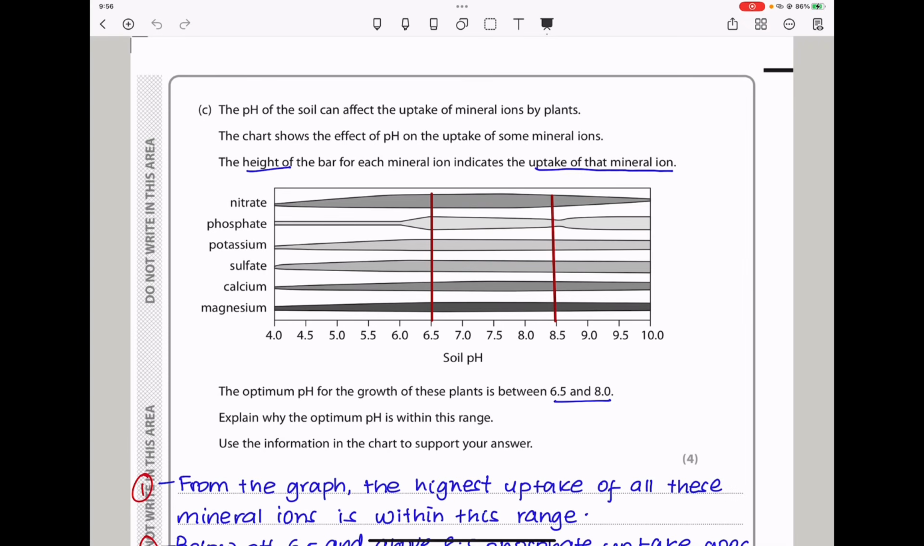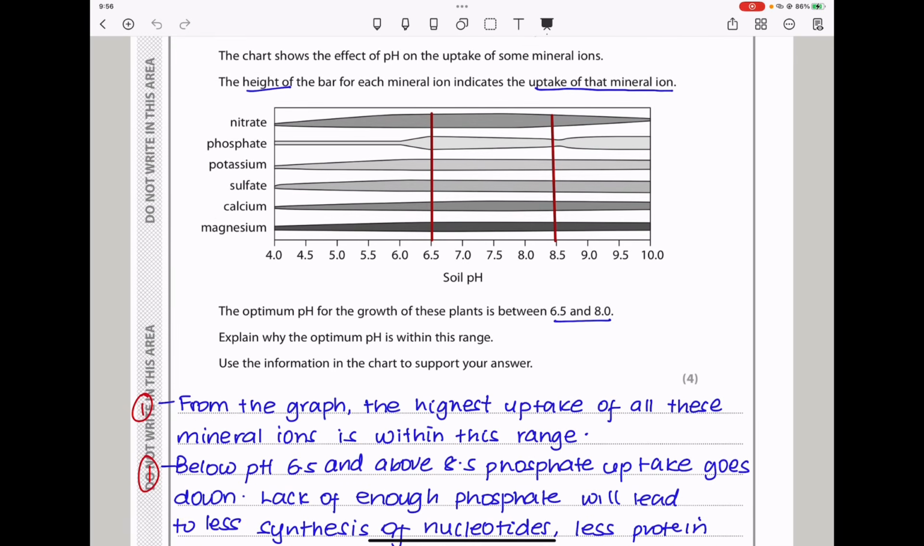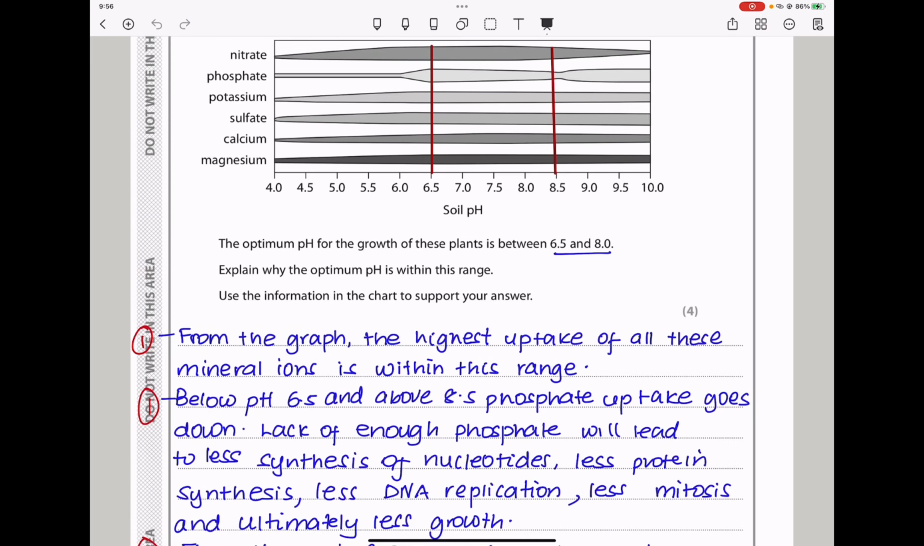So here they say the pH can affect the uptake of mineral ions by plants. The chart shows the effect of pH on the uptake of some mineral ions. The height of the bar for each mineral ion indicates the uptake of that mineral ion. So we can see we have nitrate, phosphate, potassium, sulfate, calcium, as well as magnesium. So they say the optimum pH for the growth of these plants is between 6.5 and 8.0. They want you to explain why the optimum pH is within this range, and they want you to use the information in the chart to support your answer.